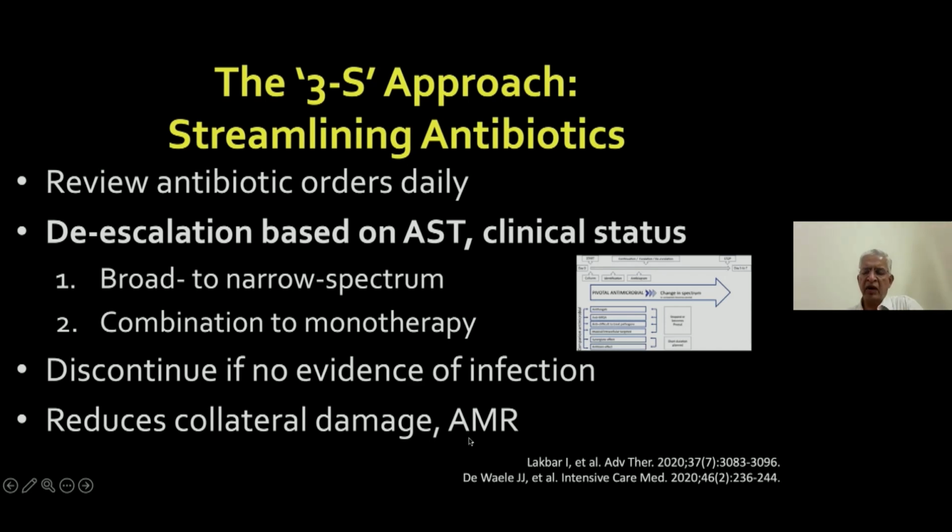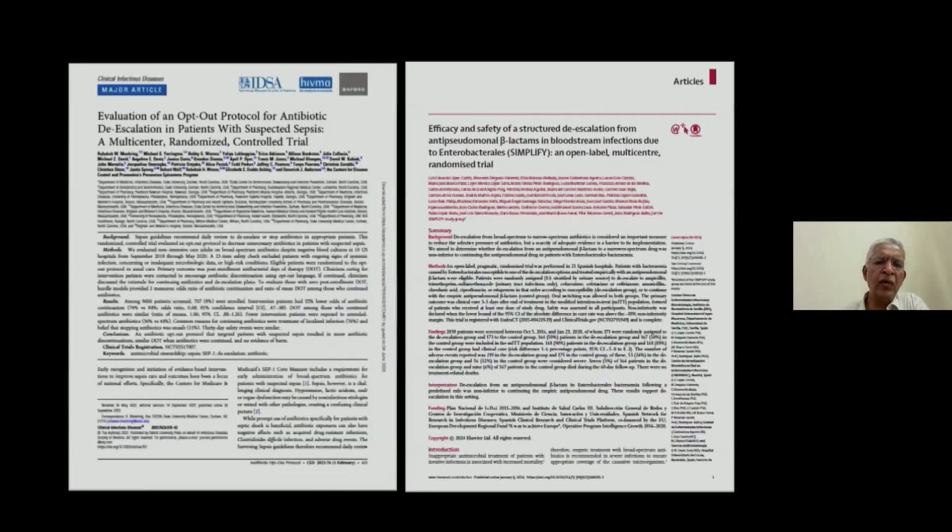Till now, one of the major criticisms about de-escalation was the absence of well-designed randomized controlled trials to support this concept. Observational studies have shown that de-escalation is as safe as continuing broad-spectrum antibiotic therapy, but the benefit on collateral damage and mortality has not been proven yet. But now we have two well-designed randomized controlled trials, the so-called opt-out trial published in a recent CID and the simplified trial published in a recent issue of the Lancet. The opt-out trial is from the US and the simplified trial is from Spain.